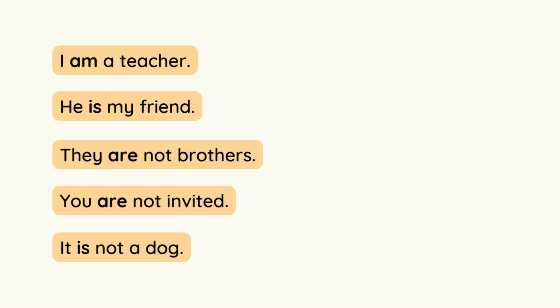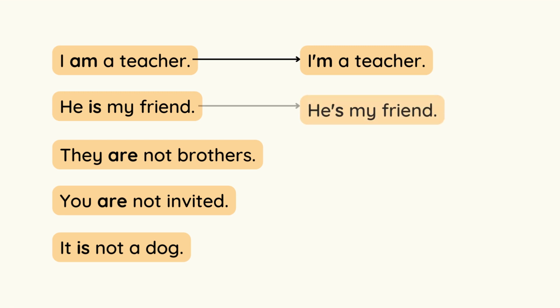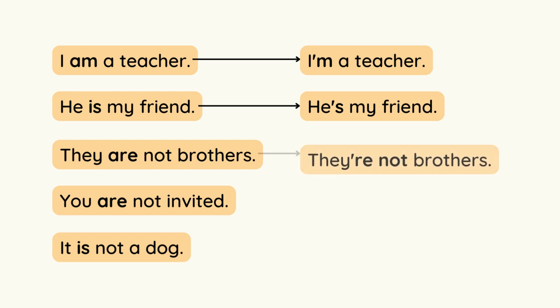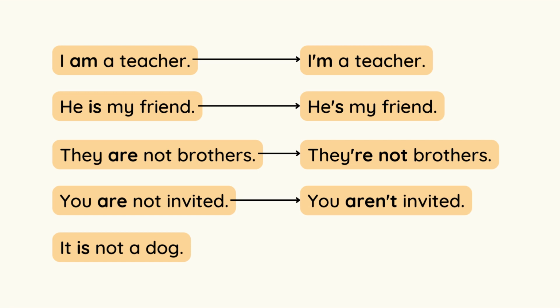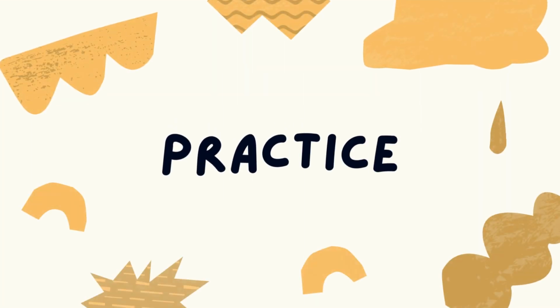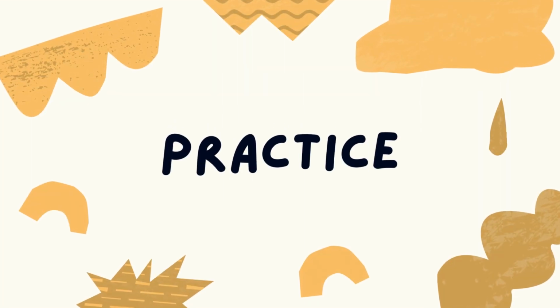Let's look at some examples. I am a teacher. He is my friend. They are not brothers. You are not invited. It is not a dog. I'm a teacher. He's my friend. They aren't brothers. You aren't invited. It isn't a dog.